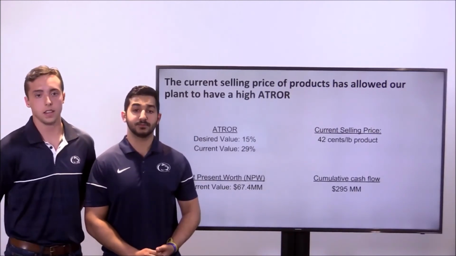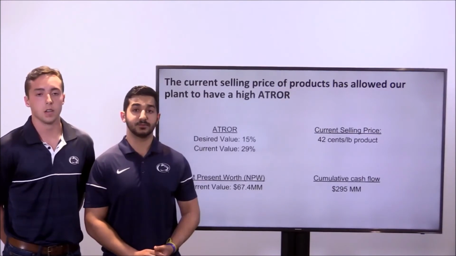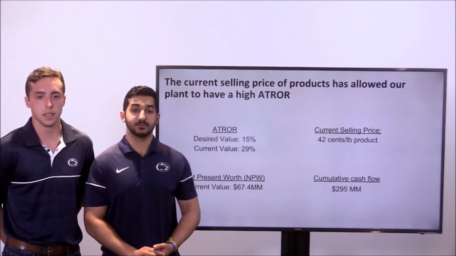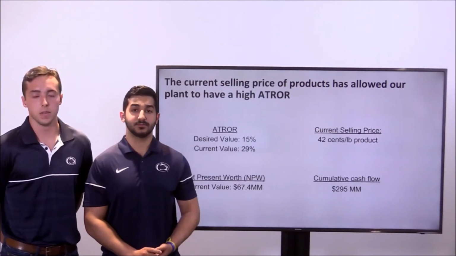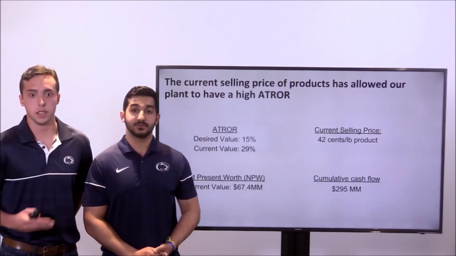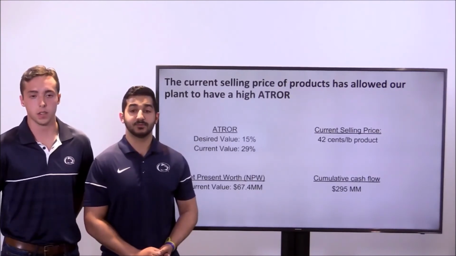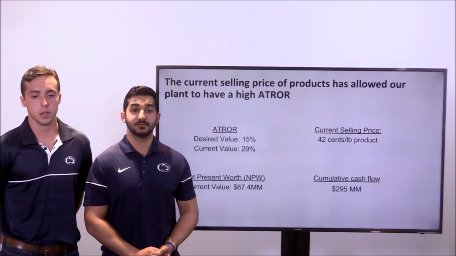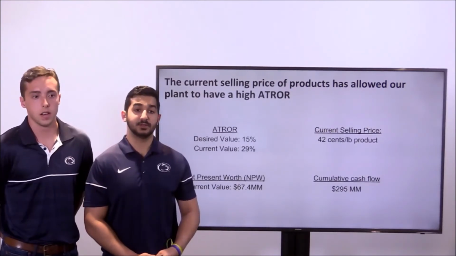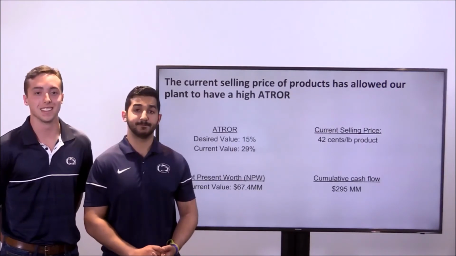And then the current value of the ATROR is 29%, which is much higher than our desired value of 15%. So normally this 15% figure is standard for investment into a chemical plant. You would expect to get this type of return in order to make your plant seem worthwhile to do. And as you can see, ours is far larger, so this is a good sign for us.